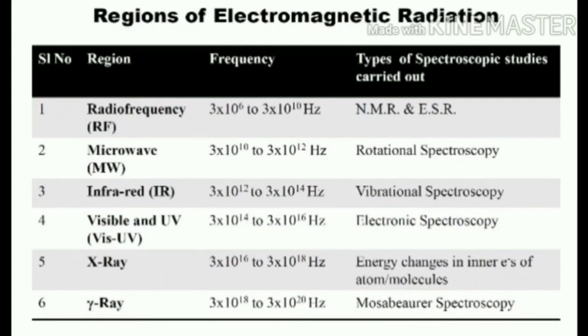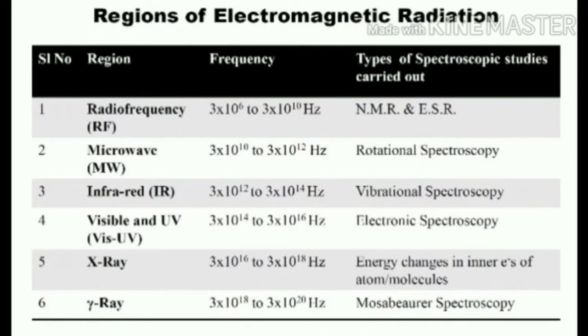And the sixth one is the gamma ray region, where the frequency lies between 3 × 10^18 to 3 × 10^20 hertz. So in this way, this electromagnetic radiation is classified into 6 regions depending on the frequency. And as you can see in the table, from top to bottom the frequency goes on increasing. Or the other way around, you can say that the wavelength goes on decreasing from top to bottom.